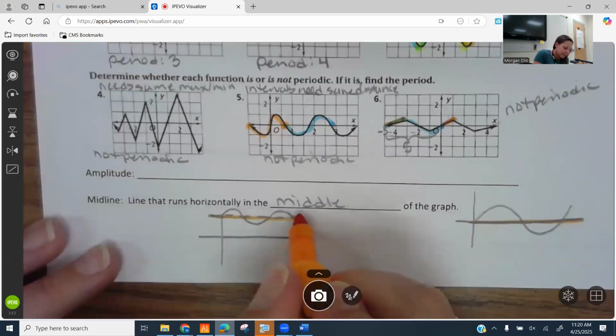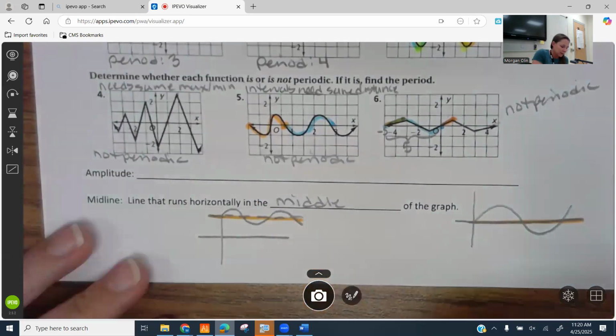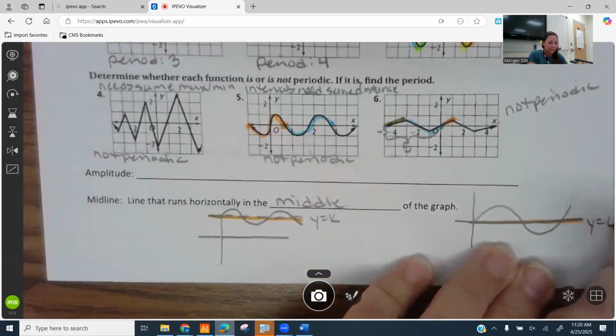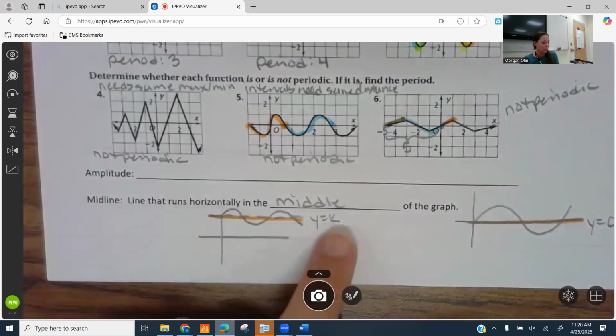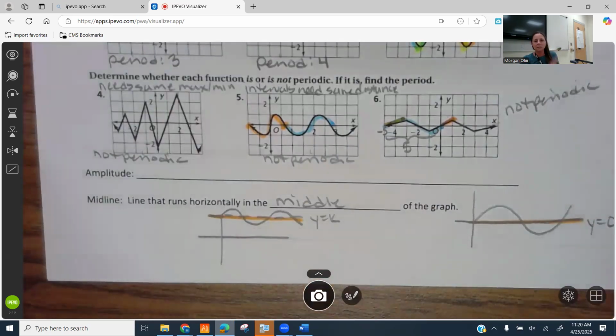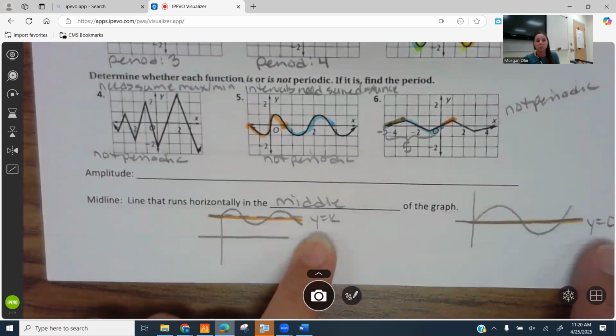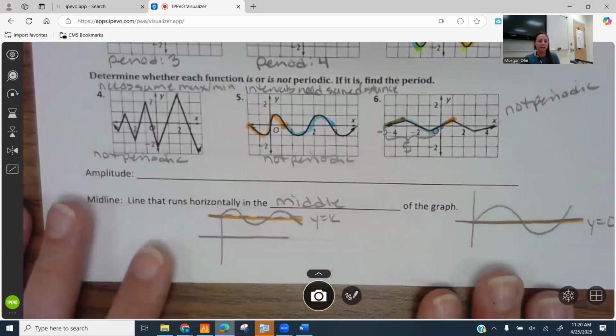And we'll say this is y equals, I'll give a k value. So in this case, that would be y equals 0. But here we don't know what that value is since I didn't put any numbers on it. But it's some y equals k value. It's always going to be y equals is what the line is.